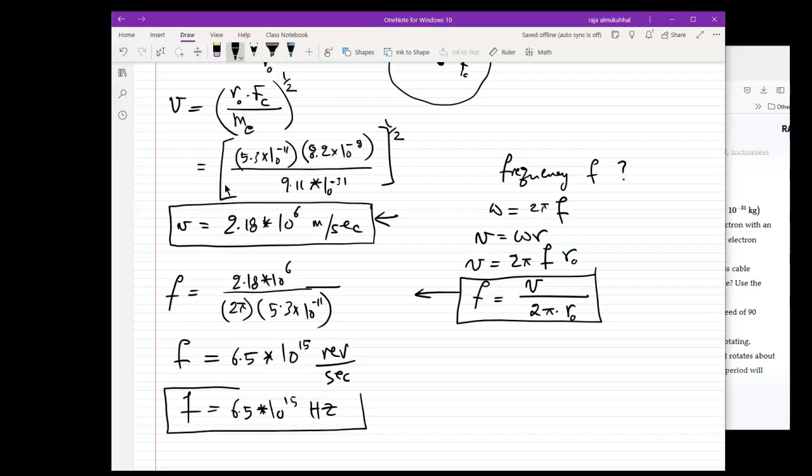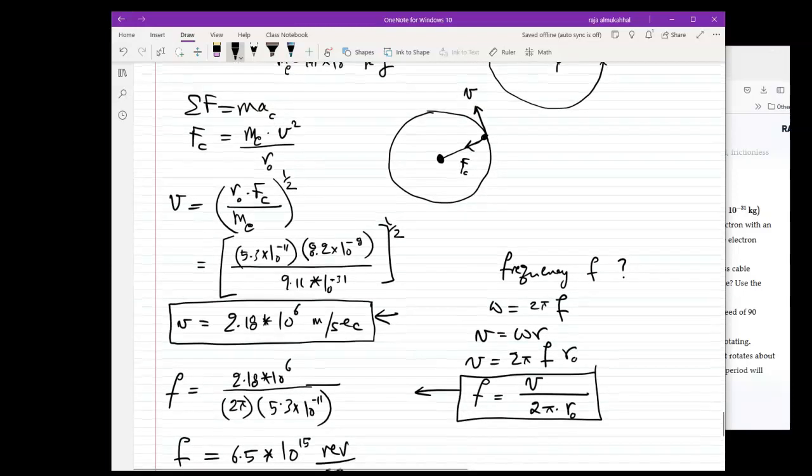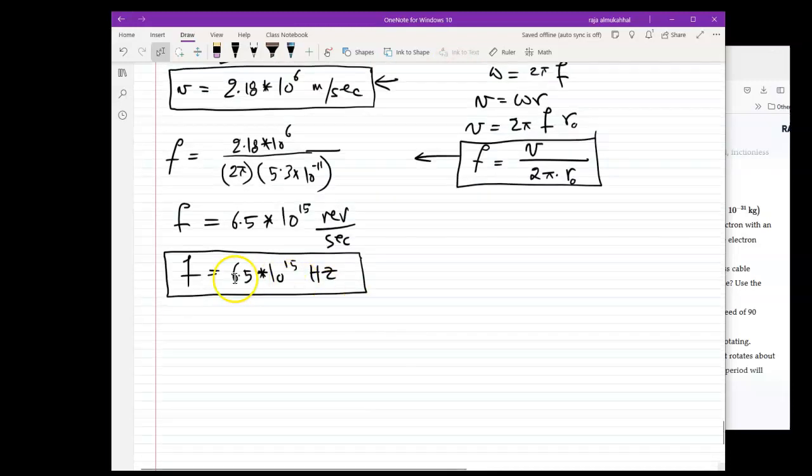What does that mean? It means the electron in this atom goes around the proton. How many times? 6.5 times 10 to the 15 times per second. If you can even imagine that, if you can comprehend something like this. But anyway, that's what it is. And I think it's the correct number. I have the answer in the back of the book in front of me. Okay, great. One more problem.